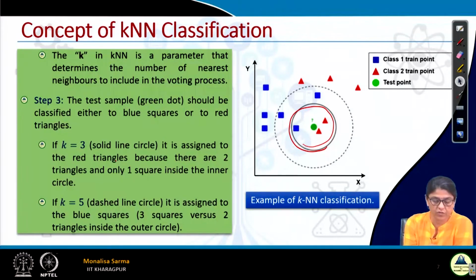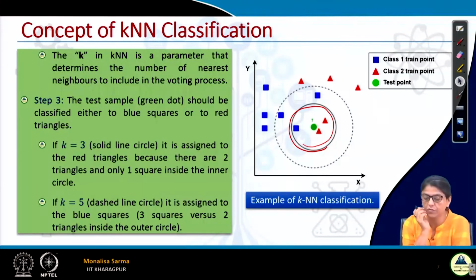If k is equal to 3, it is assigned to red triangle. What happens? How many red triangles are nearer to the green point? There are 2 red triangles nearer to the green point, and only 1 blue square. So, when we take the voting process, red will win because 2 will vote for red and only 1 blue will vote for blue. So, the green circle belongs to the class of the red triangles.